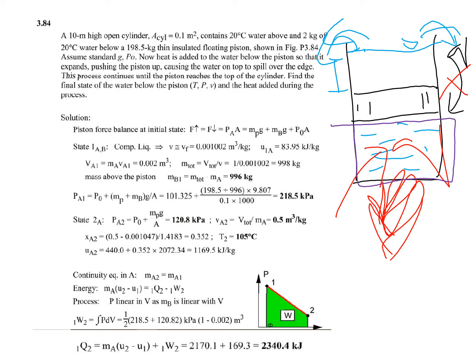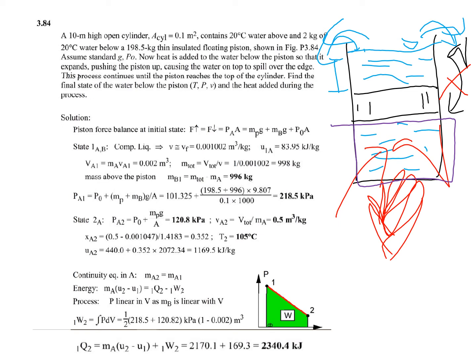This water will overflow, and gradually the amount of water above the piston will be decreasing. So in thermodynamic terms, the pressure over the piston will be decreasing because of the lowering in the amount of water above it.